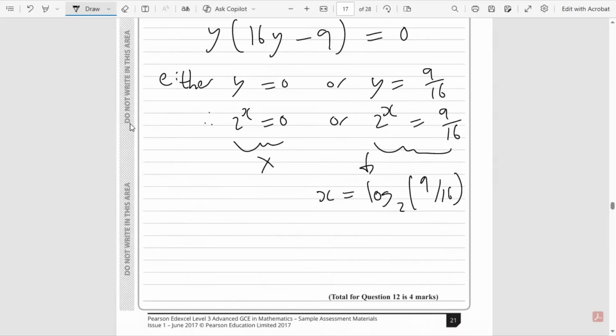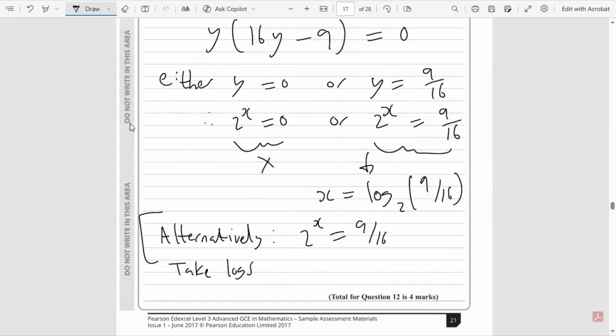Now, another way you could go about this, and I'll just put this in brackets here. So alternatively, what you could do with this 2 to the power of x equals 9 over 16, you could just take a general log, like any random log, log base 10. You could take ln, so the natural log, log base e. You could just take logs on both sides. It doesn't matter what the base is. So if you did that, you would end up with log of 2 to the power of x equals log of 9 over 16.